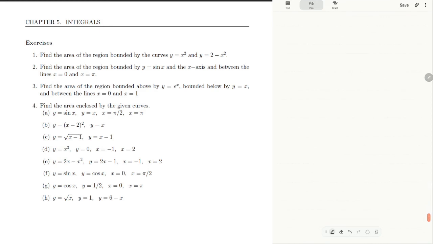Now let's jump to letter E. We have y equals 2x minus x squared. Y equals 2x minus 1, and the lines x equals 1, negative 1, and x equals 2. So let's first sketch the region.